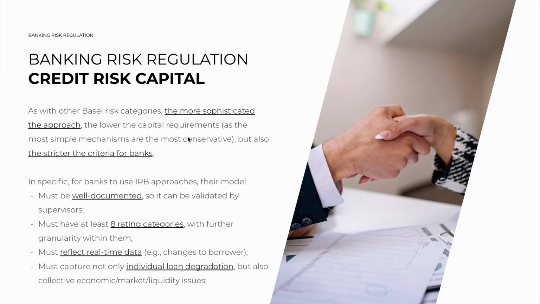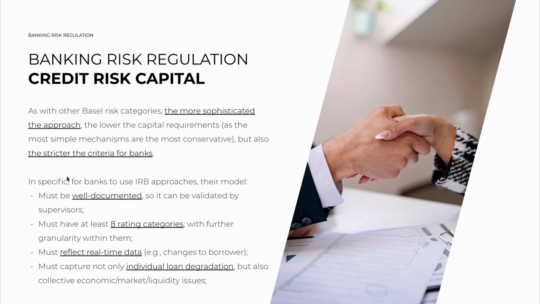In that example, if you have a portfolio just with claims on commercial real estate, the standardized approach tells you it's 100%. So if that portfolio was of 10 billion, you would need 10 billion of regulatory capital. A foundation IRB approach would always be lower than 10 billion, and an advanced IRB approach would probably yield a value even lower than that one. But also, remember, the more sophisticated the approach, the stricter the criteria are for banks to be able to use it.